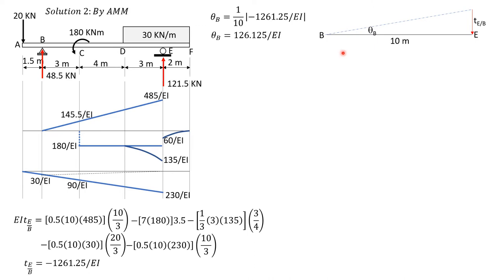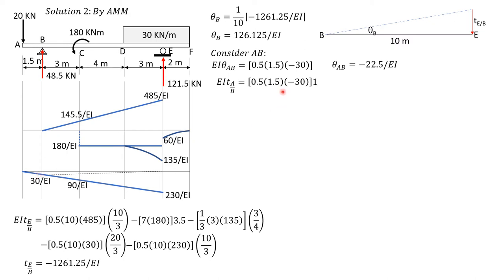Now that we have found theta B, let's consider AB to solve for theta A and the deflection at A. So EI theta AB is the area between A and B, so 1/2 or 0.5 of 1.5 times negative 30. So theta AB is negative 22.5 over EI. Similarly, EI times the deviation of A relative to the tangent at B is the moment of this area with respect to A. And the moment arm is 2/3 of 1.5, which is 1. So 0.5 times 1.5 times negative 30 times 1, so it is also negative 22.5 over EI.